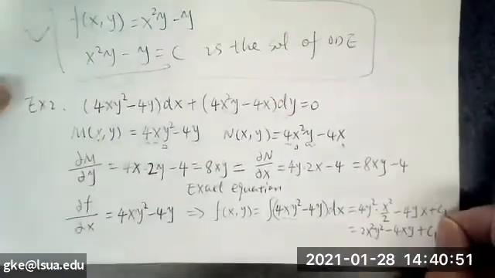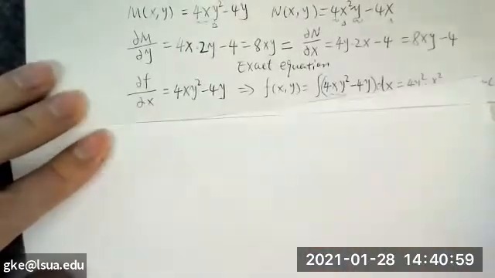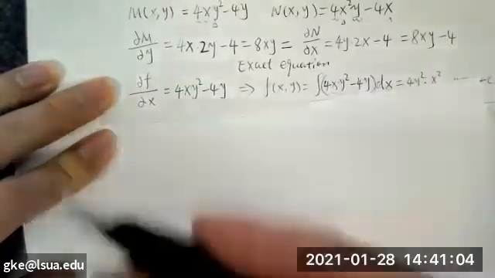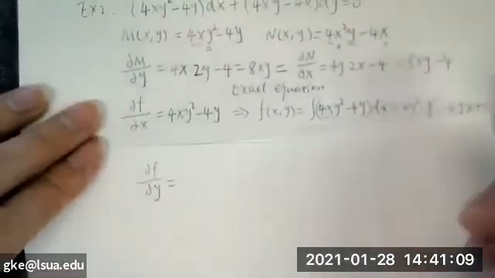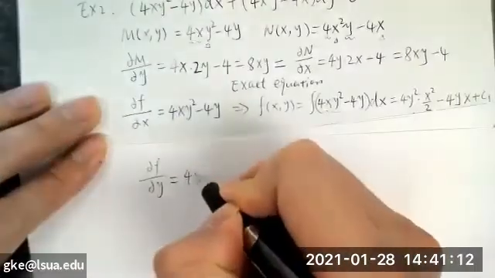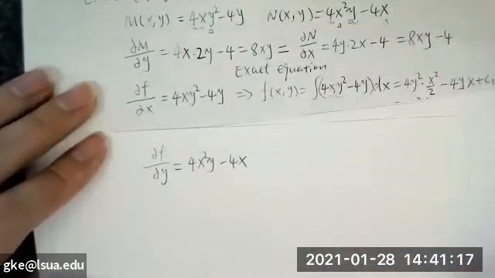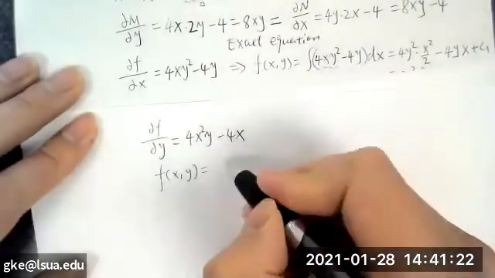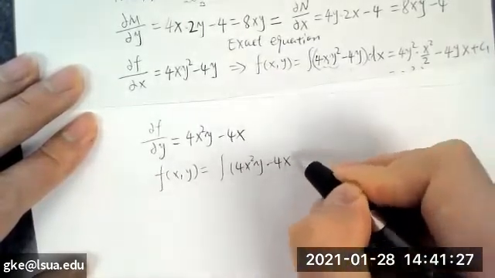Now we have the second condition. The second condition is partial f over partial y equals N(x,y). So partial f over partial y equals N(x,y) is here. Okay, and then we do the integral of the whole thing.